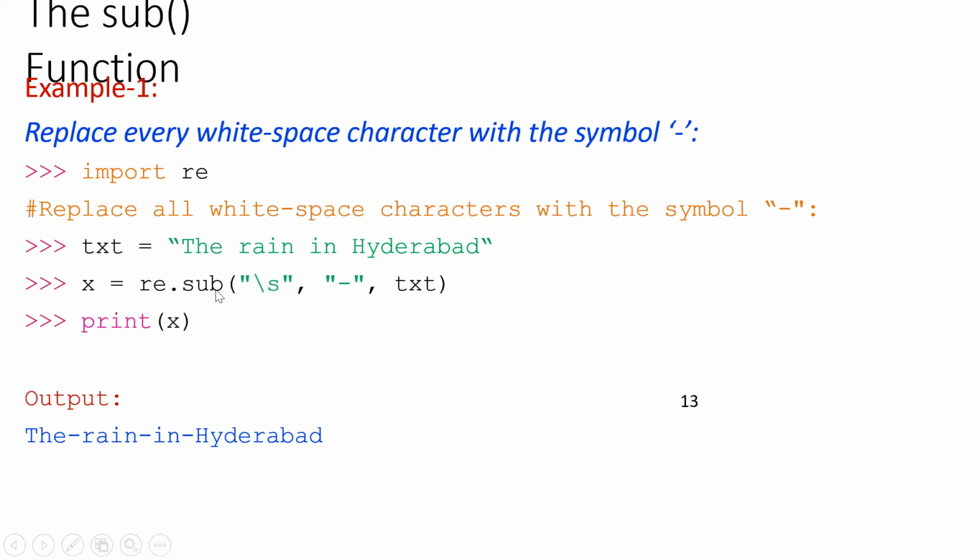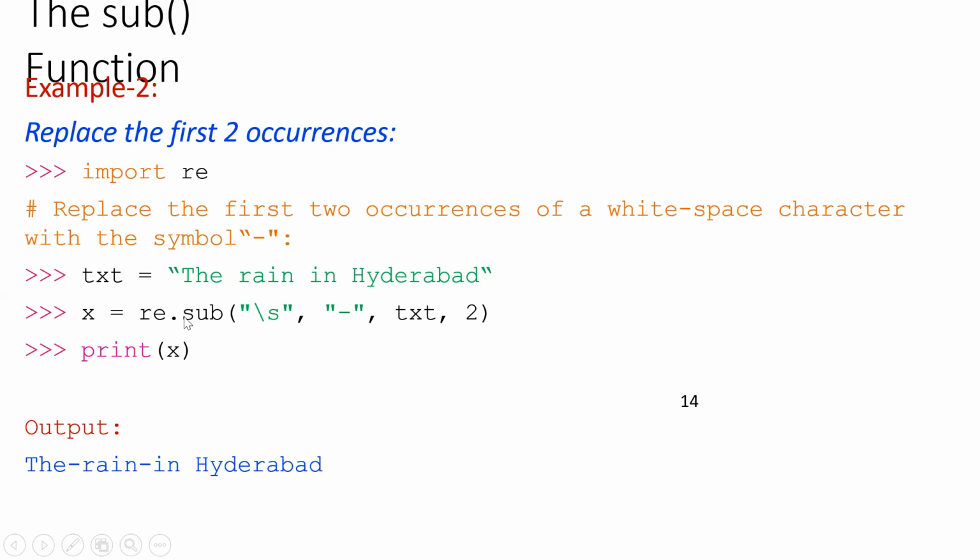Next, this is the sub function. This is substitute, replace and substitute. So it replaces all white space characters with the symbol hyphen. So you have the text, the rain in Hyderabad. And if you want to replace, wherever you have the space, you have to replace that space with this hyphen. So you have to give the pattern \s, and you have to give what you should replace it with, and the text. So if you see here, wherever you have the white space, it is replaced with this hyphen. So this is the substitute function.